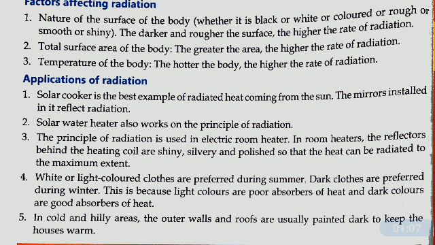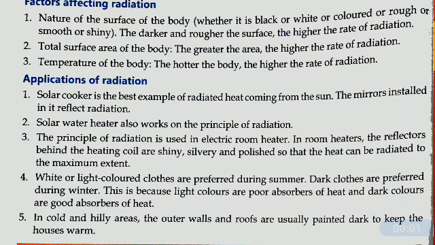Now, let us see the factors that affect radiation. Nature of the surface of the body, whether it is black or white or colored or rough or smooth or shiny. The darker and rougher the surface, the higher is the rate of radiation. Total surface area of the body, the greater is the area, the higher is the rate of radiation. Temperature of the body, the hotter the body, the higher is the rate of radiation. These are the three factors.